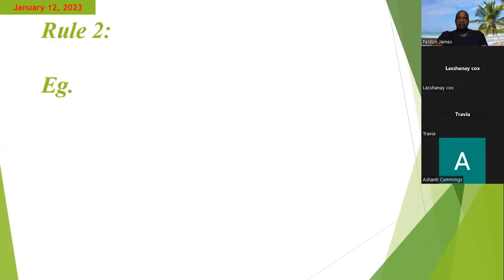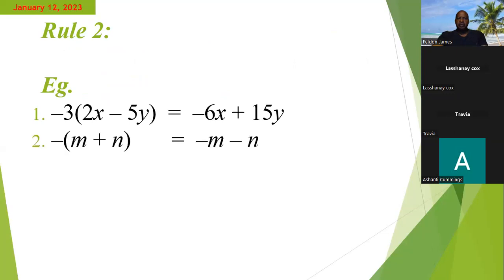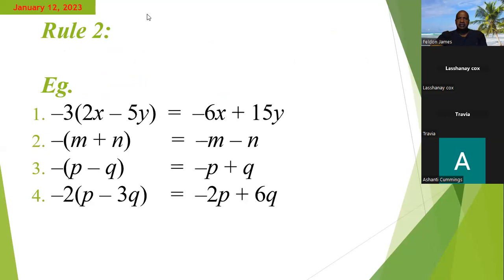All right, here we have now for rule 2, when we talk about negative signs outside the bracket. So negative 3 times positive 2, multiply this, we get negative 6, keep the x, so it's negative 6x. Now negative 3 times negative 5y, negative times negative gives you positive. So 3 times 5 is 15, and we keep the y, so this becomes positive 15y.